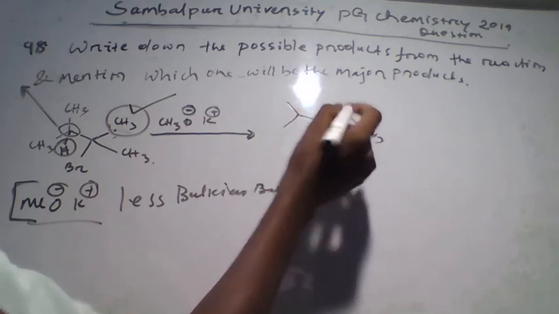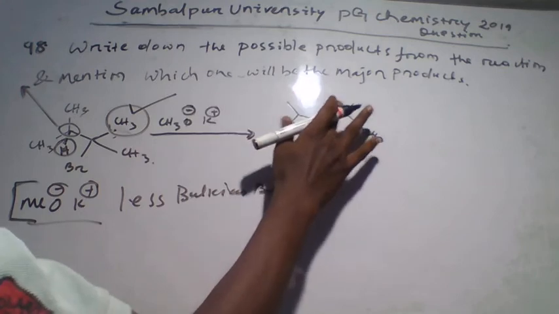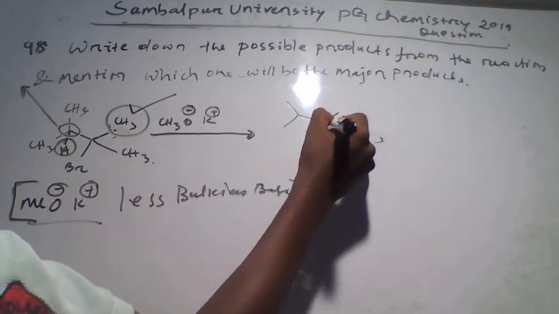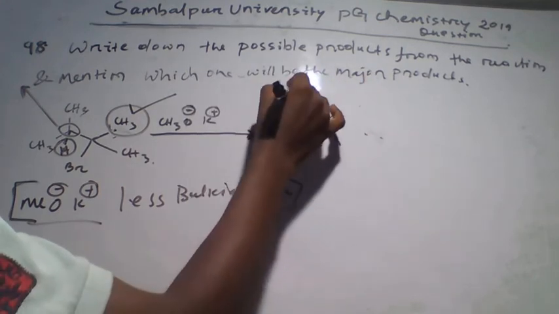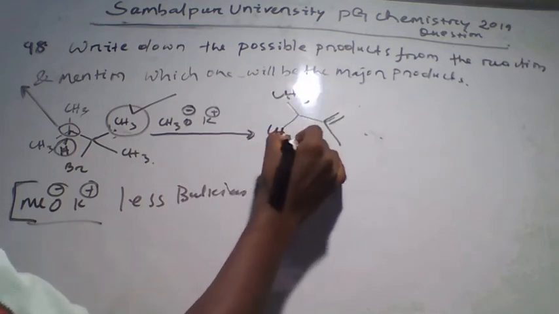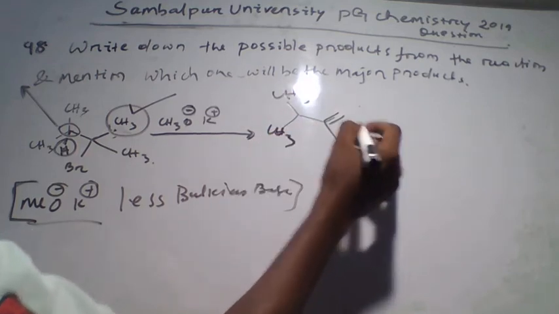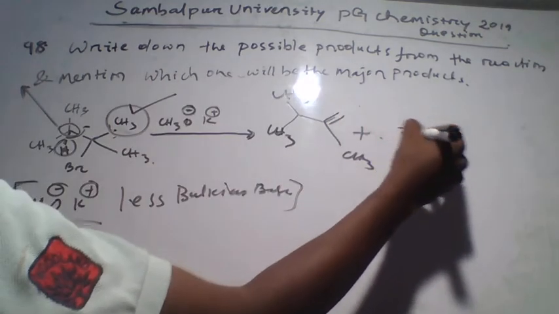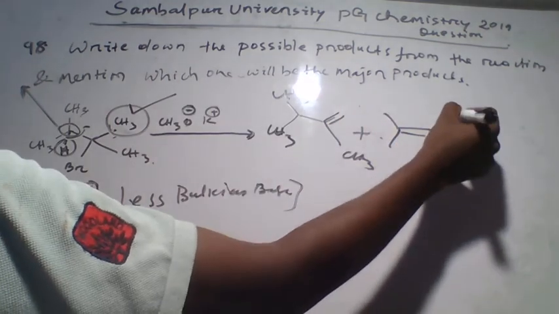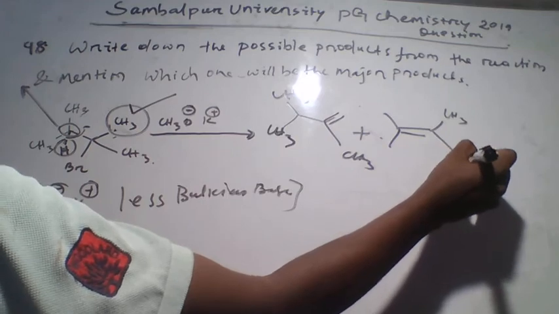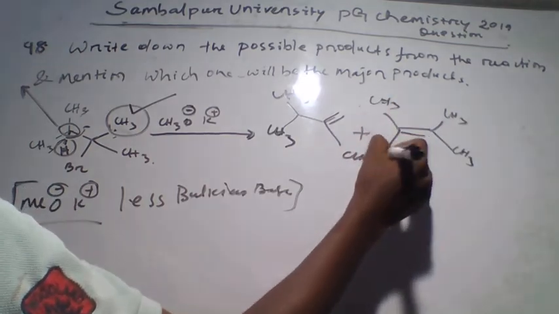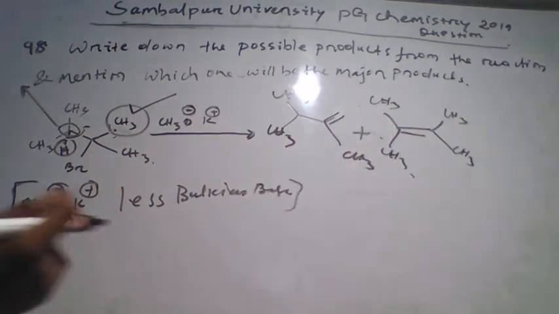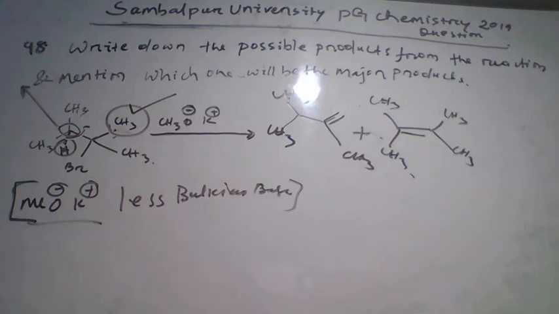Okay, the product will be like this. This is your CH3 and this is your CH3, and when we extract a proton from here, the product is like this. This is your CH3, CH3, and CH3, and CH3. Okay, here now we have to predict which one will be the major product.